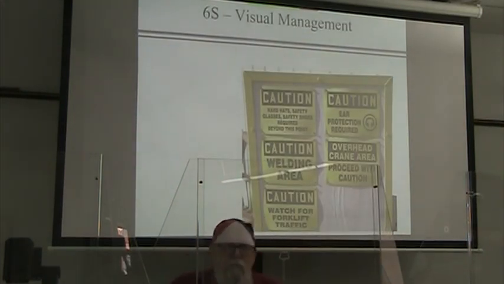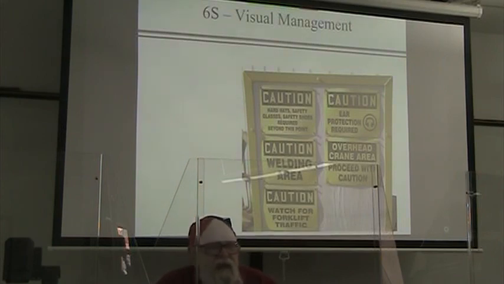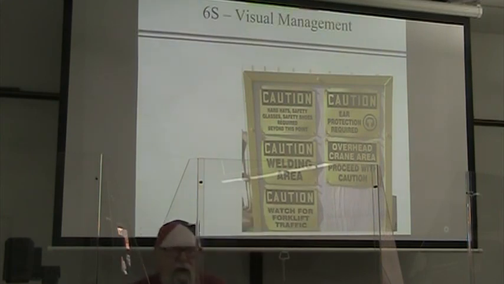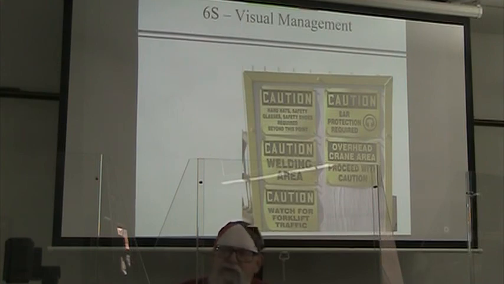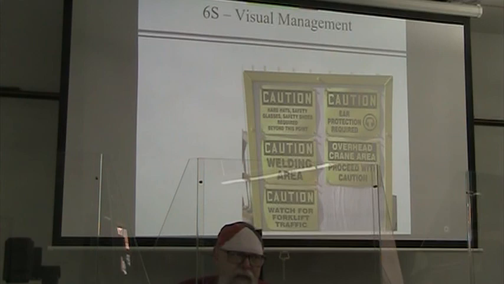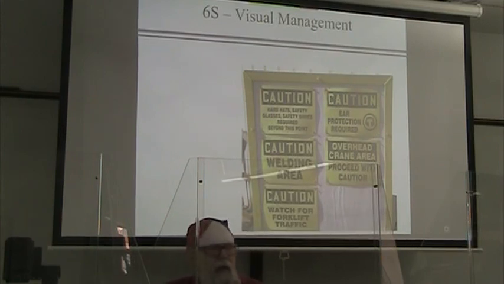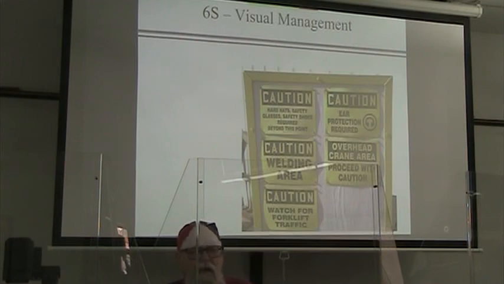All right, so visual management, to go a little more deeply into that, is the idea that we see the information we need, the tools we need, the parts we need, etc. So this is a sign that I took a picture of at a place where I was consulting. Because this is perfect. This gives you all the cautions for going into their shop, right? So they were dealing with large pieces of steel that they were cutting and welding and generally putting together to make drilling rigs.